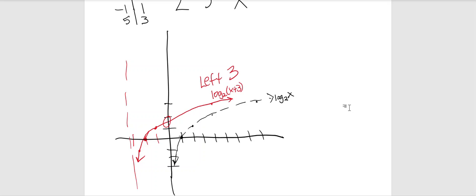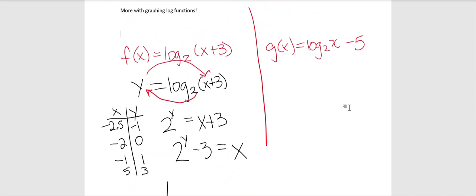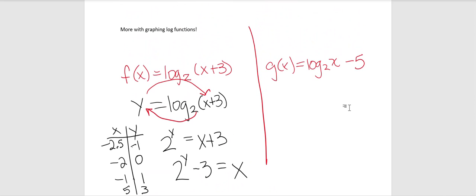How would we graph these in the calculator? So let's just compare that to another function, g of x equals log base 2 of x minus 5. The difference here is the minus 5 is separate from the log base 2 of x. So we look at that as its own independent constant term.